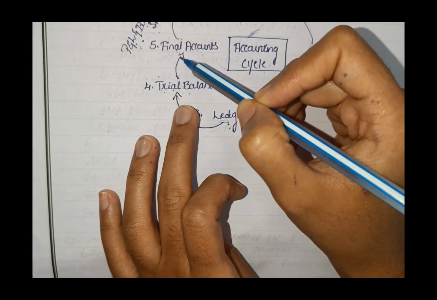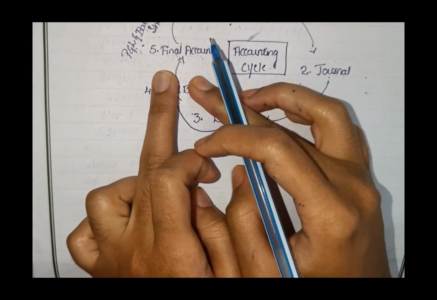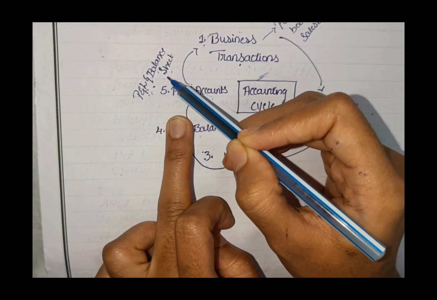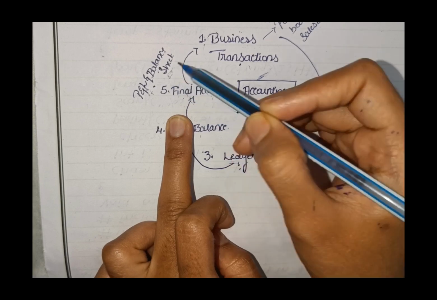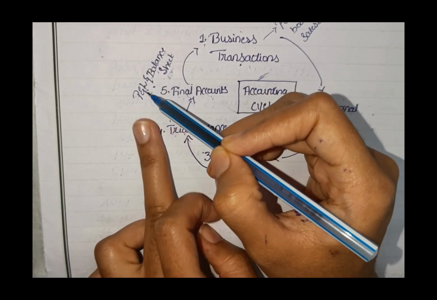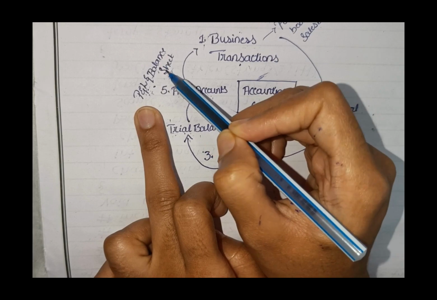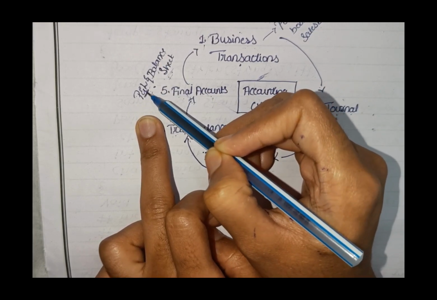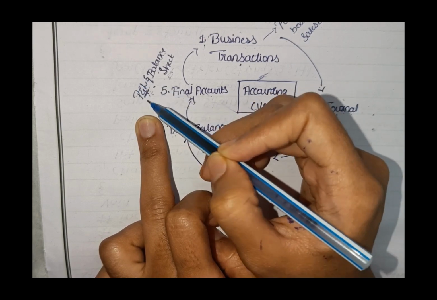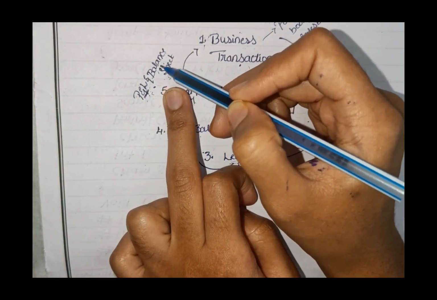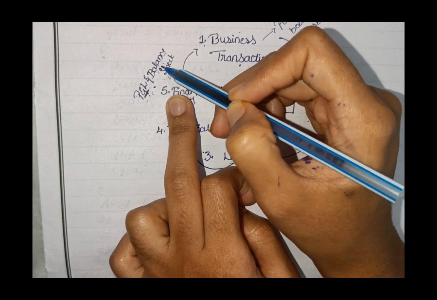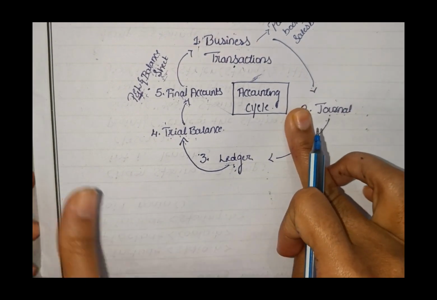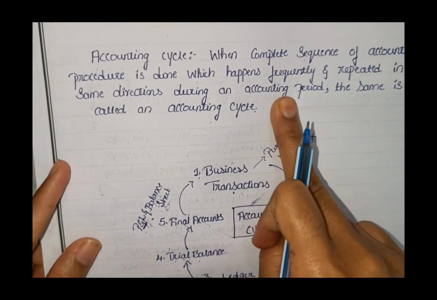Then we have to move on to final account. Final accounts are the profit and loss account and the balance sheet. We have to prepare these here. The profit and loss account shows how much profit the company earned or how much loss the company incurred. In the balance sheet we get to know the assets and liabilities of the company. These are the processes of the accounting cycle and what is meant by accounting cycle.